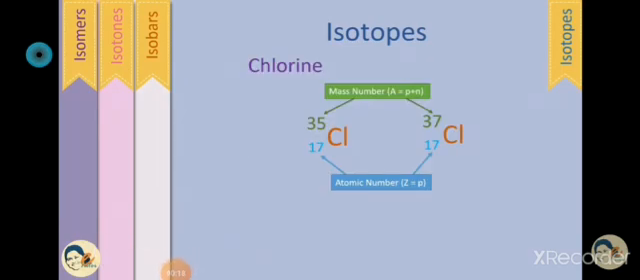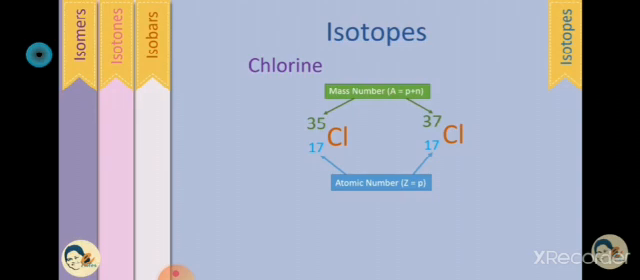The example for isotopes is chlorine. Chlorine is an element that has two different mass numbers, but the same atomic number. For example, chlorine with atomic number 17 and mass number 35. The other isotope of chlorine has atomic number 17 and mass number 37.